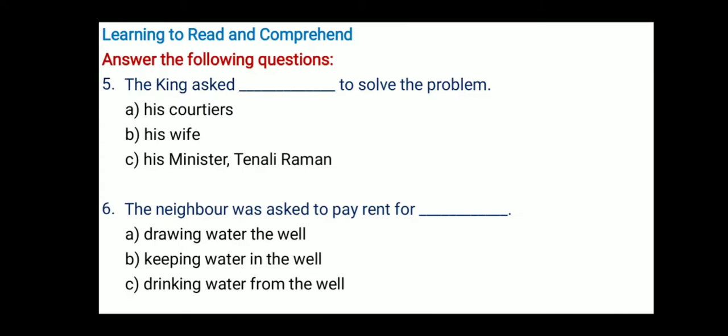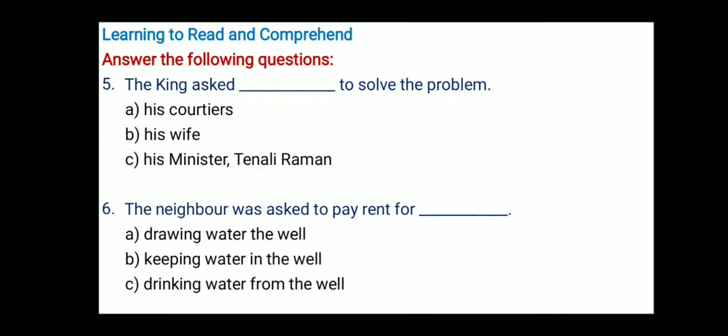Question number 6. The neighbor was asked to pay rent for Dash. The three options are A. drawing water from the well, B. keeping water in the well, C. drinking water from the well. So please write your answers.